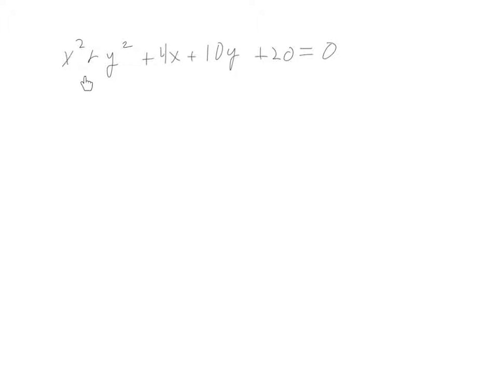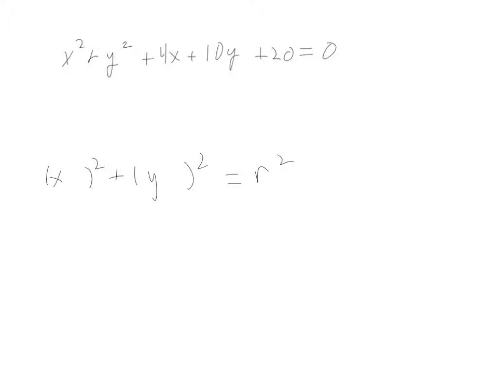Looking at this, there's no way to know off the top of our heads that it's definitely a circle. But I do see an x squared plus a y squared, so that's a pretty strong indication that it might be a circle. And we need to get this to look like what we had earlier, in the form x minus some number squared plus y minus some number squared equals the radius squared.